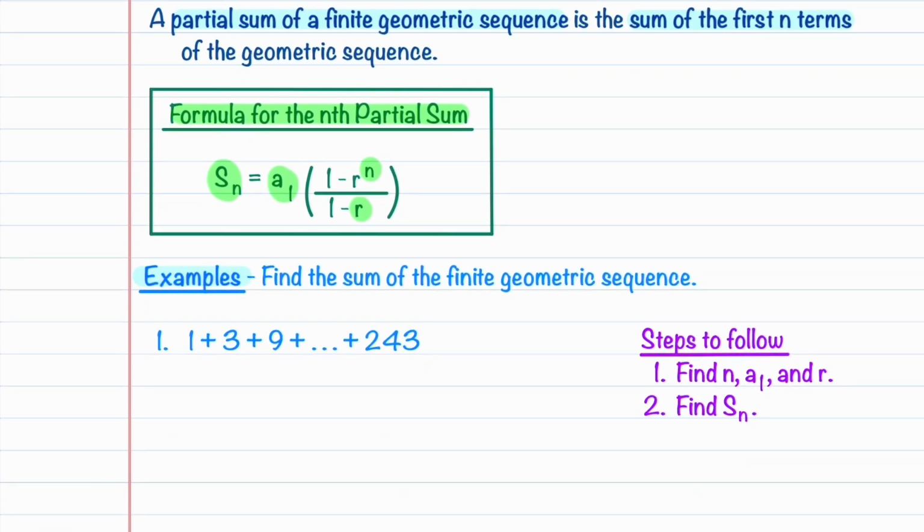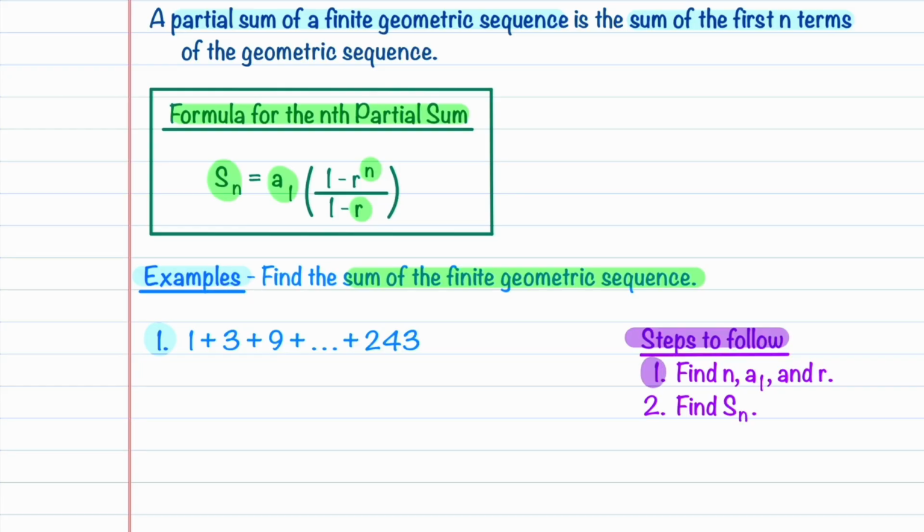Let's now look at some examples. In these examples, we are going to find the sum of the finite geometric sequence that we're given. Let's look at our first one. We want to find the sum of all of these numbers. It's a good thing we have a formula because we would not want to do this by hand. Over on the right, I've written down steps that we can follow just to make things easier.